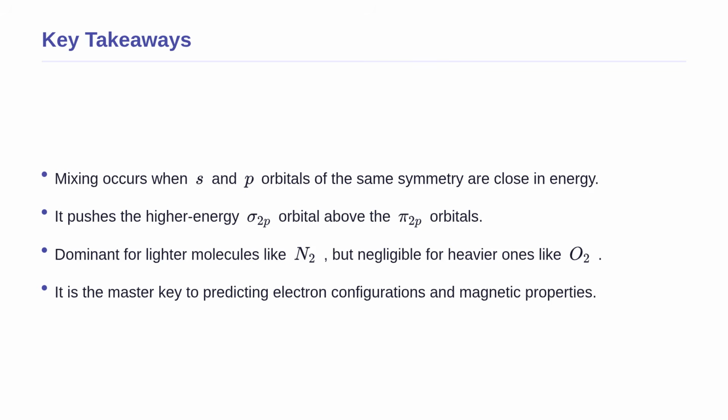We have covered a lot of ground today, so let us review our key takeaways. First, sp mixing is a quantum mechanical interaction that only happens when orbitals of the same symmetry are very close in energy. Second, this mixing causes orbitals to repel, pushing the sigma 2p orbital above the pi 2p orbitals. Finally, this effect is dominant for lighter molecules like nitrogen, but negligible for heavier ones like oxygen due to the increasing energy gap. You now have the master key to correctly predict the electron configurations and magnetic properties of any diatomic molecule.